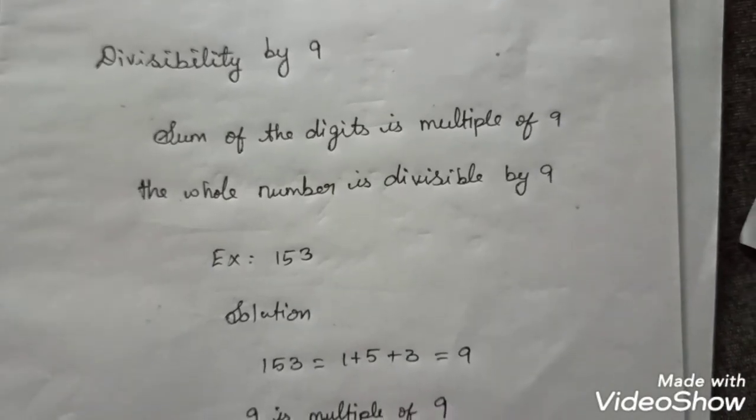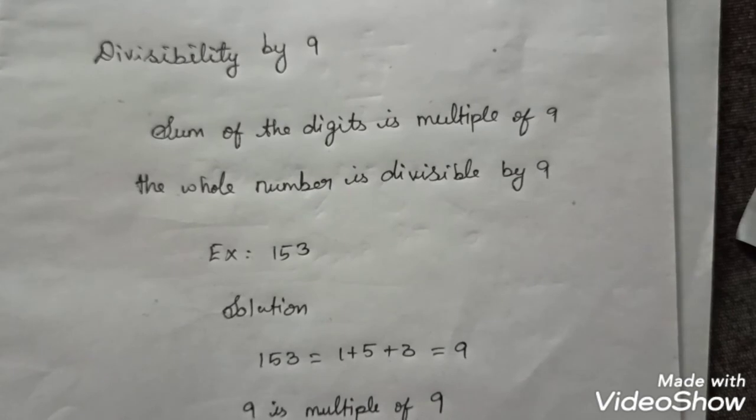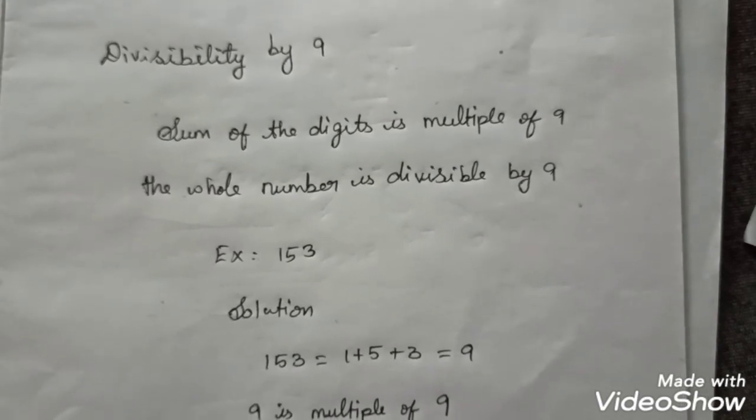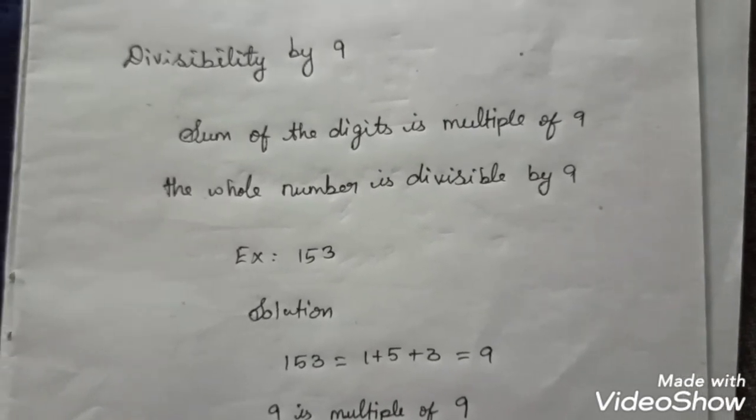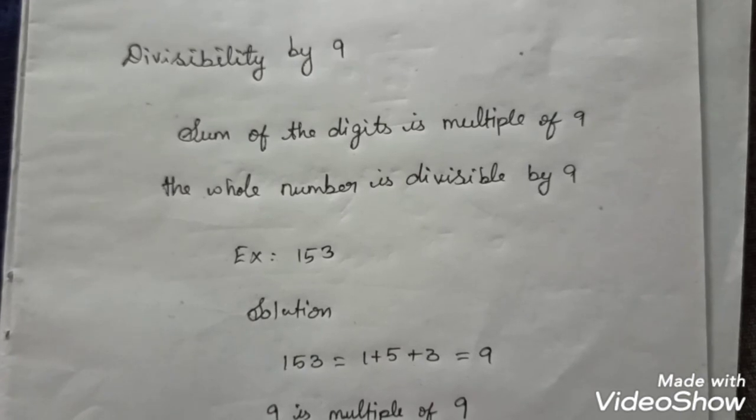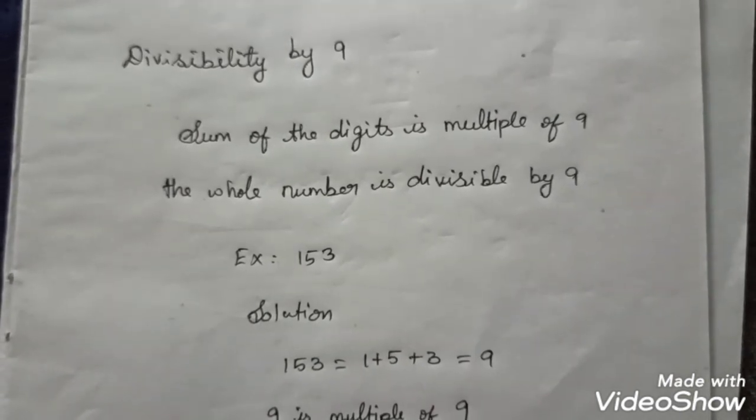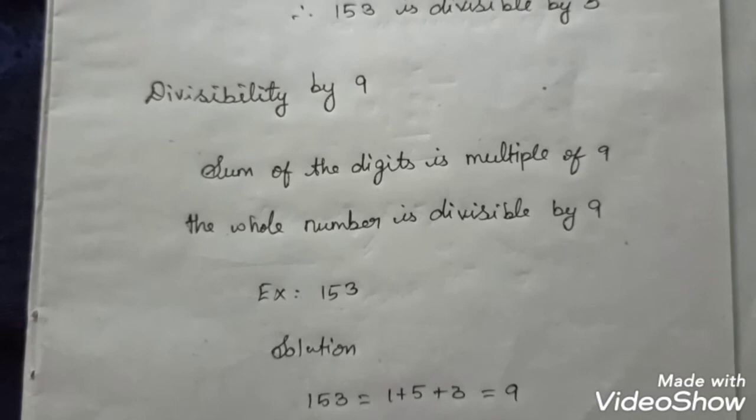Okay students, today we have seen the divisibility rules: divisibility by 2, 5, 10 and then 3 and 9. So 2, 5, 10 follow the same method, and 3 and 9 follow the same method.